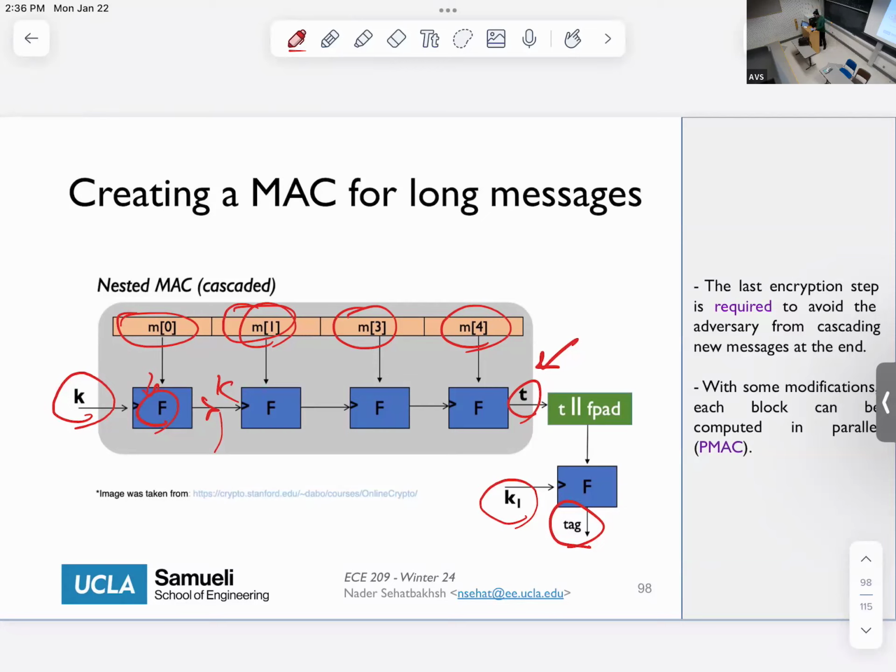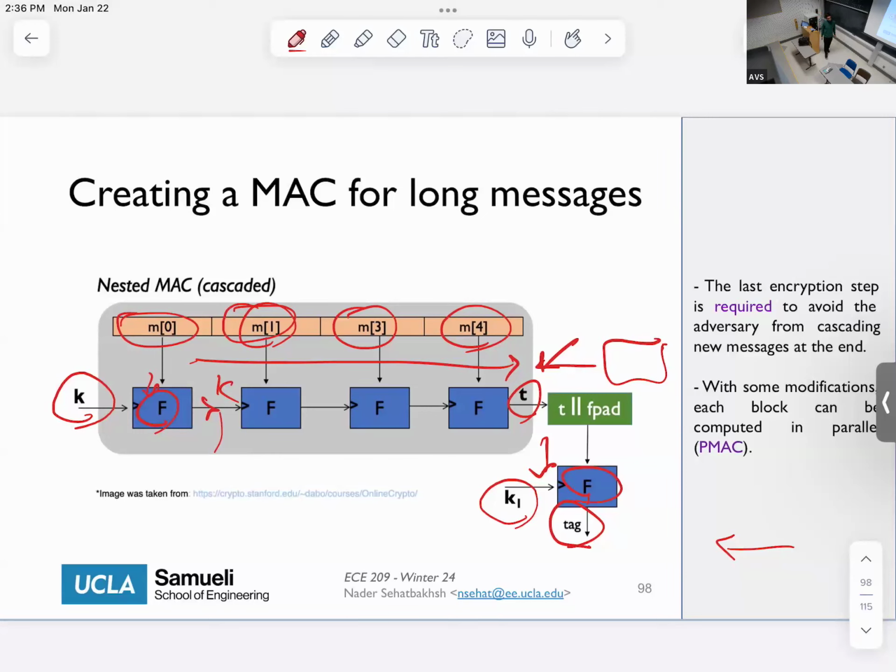So as a result, what we need to do is do this twice with two different keys, such that the attacker cannot really extend it by adding more blocks. Because the next time the attacker wants to add a block, this part will be the same, but this part will be different, because the message that goes into this part is now different.